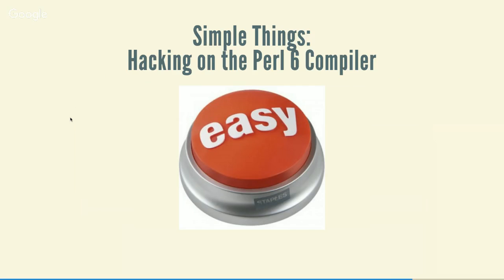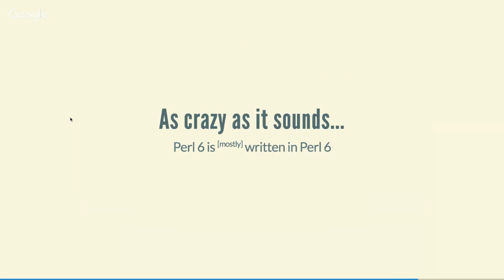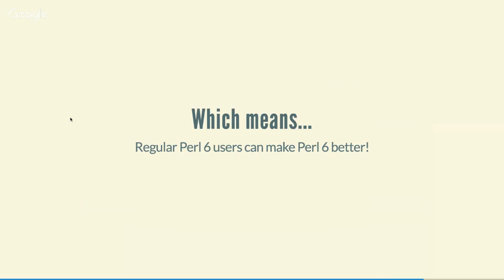Now I'm going to talk about something really easy: hacking an actual Perl 6 compiler. You might be surprised that I'm saying that it's easy, because if you want to work on the Perl 5 compiler, you have to know C. Python, Ruby, you have to know C. Now, as crazy as it sounds, mostly all of Perl 6 is written in Perl 6. So if you're just a regular Perl 6 programmer, and maybe don't know any other language, you can still help out with Perl 6. You can optimize it, fix bugs, add features.